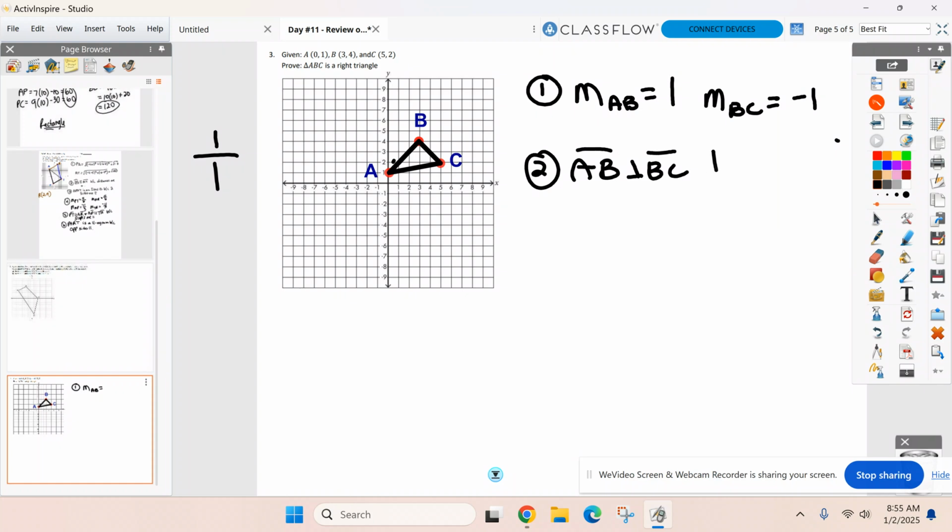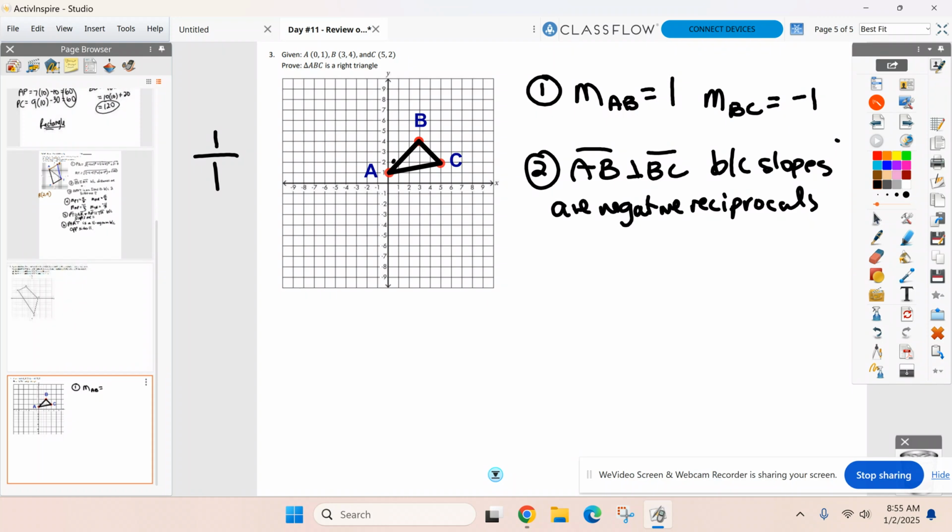All right, 1 and negative 1 are negative reciprocals. So they're perpendicular because slopes are negative reciprocals. So if you ever see a 1 and a negative 1, they're negative reciprocals.